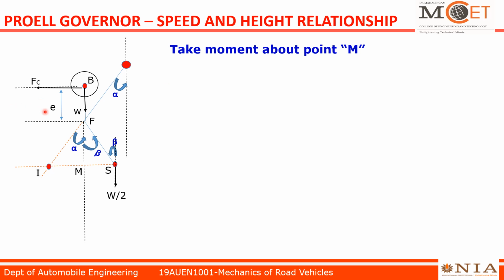Now we have only three forces, so we can easily find the moments about point M. Now think, Fc is a horizontal force, so the distance will be in the vertical direction. The distance between point B and M, I just take as BM. So the moment because of Fc is equal to Fc into BM about point M.